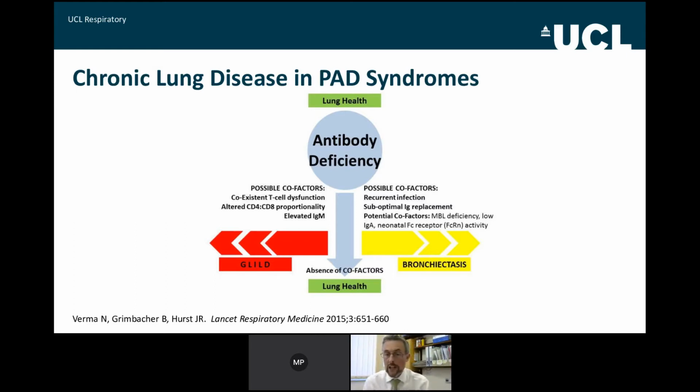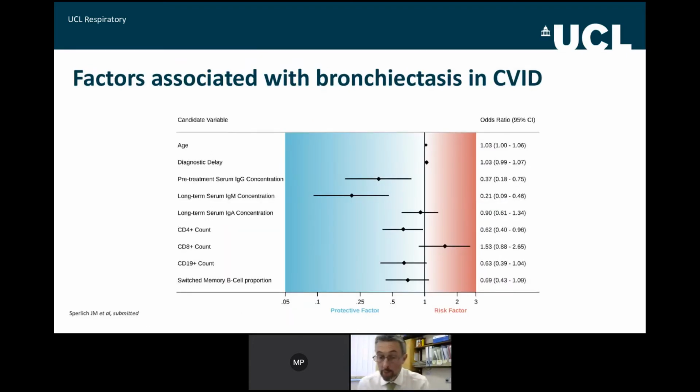And this slide summarizes a little of what we know about those relative cofactors driving a person towards continued healthy lungs, or perhaps to the development of bronchiectasis, or perhaps to the development of GLILD. And some more recent data from our own center by Johannes Sperlich, illustrated here, suggests that it's low IgM in the blood that seems to be associated with a longer term development of bronchiectasis, and pre-initiation of antibody replacement treatment, the lower the IgG level, the more common it was to develop bronchiectasis.